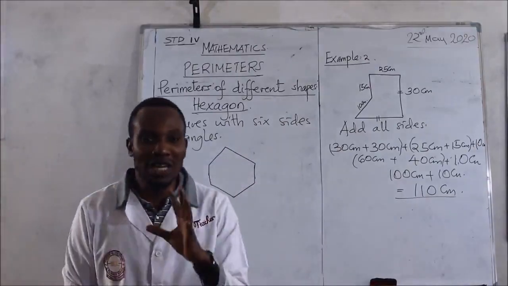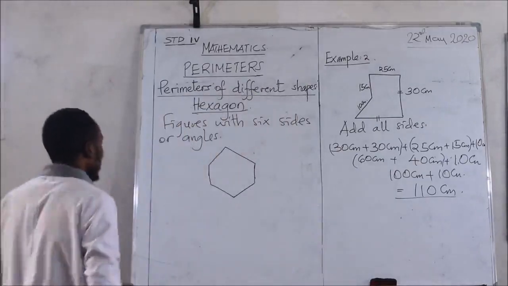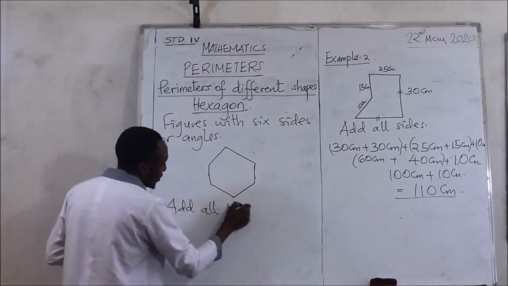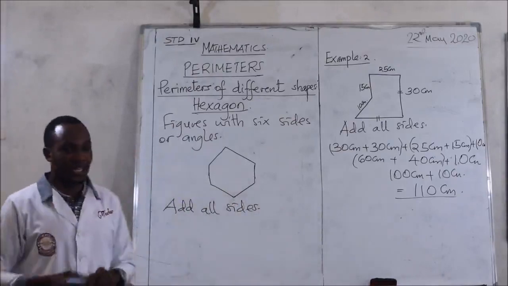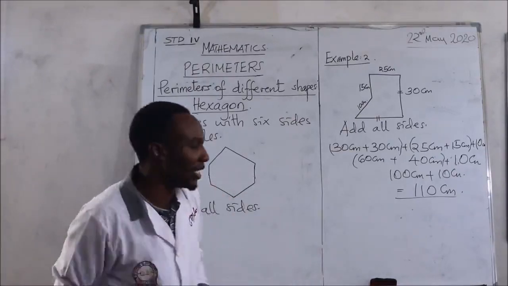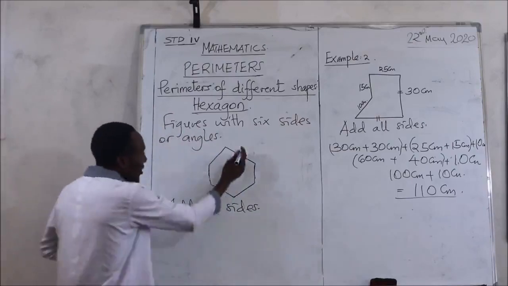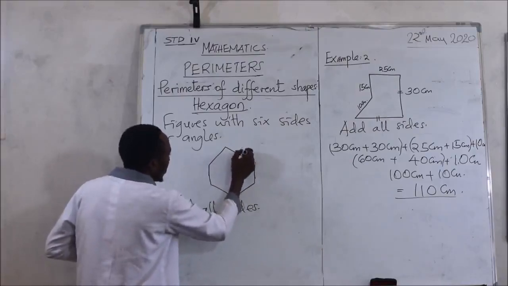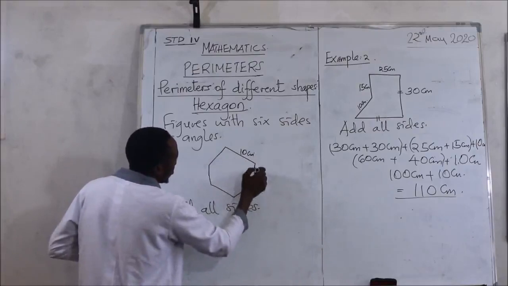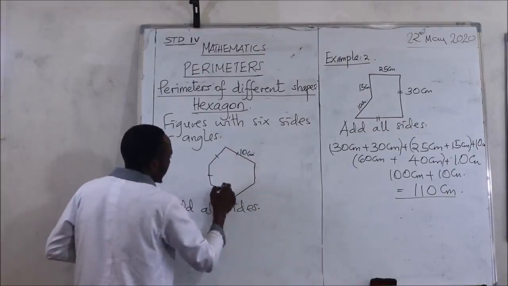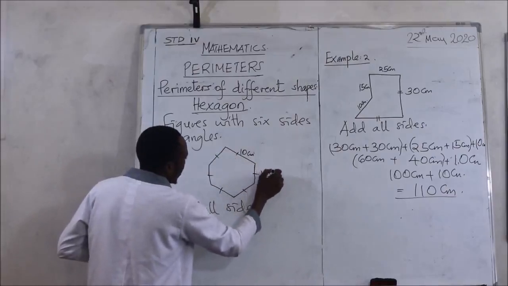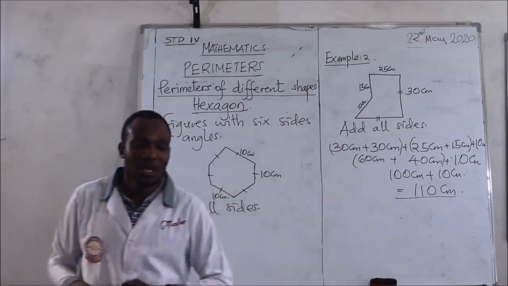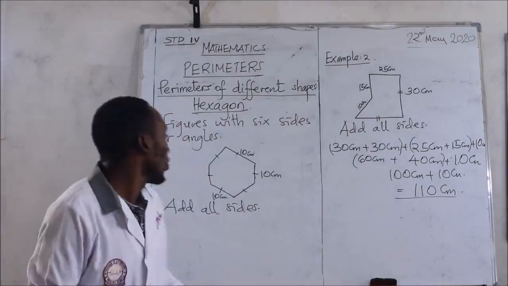Now, in order to calculate the perimeter of hexagon, what we are supposed to do is to add all sides. As I said, add all sides. This is the formula to calculate the perimeter of hexagon. For example, this is our hexagon now. I've been given these sides, look, of 10 centimeter. Here also, let's put this side here. I've also been given 10 centimeter. Only that one.